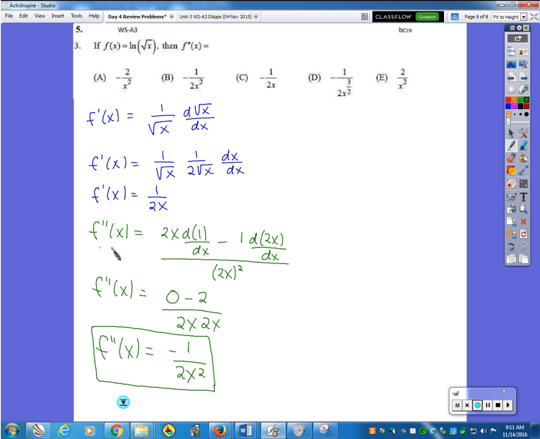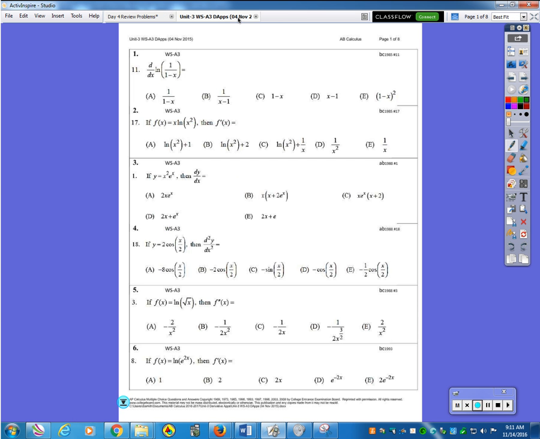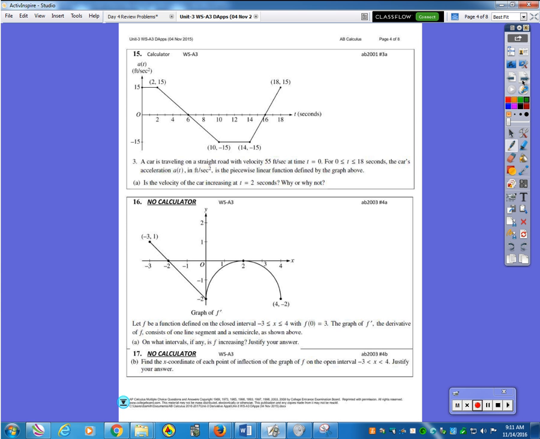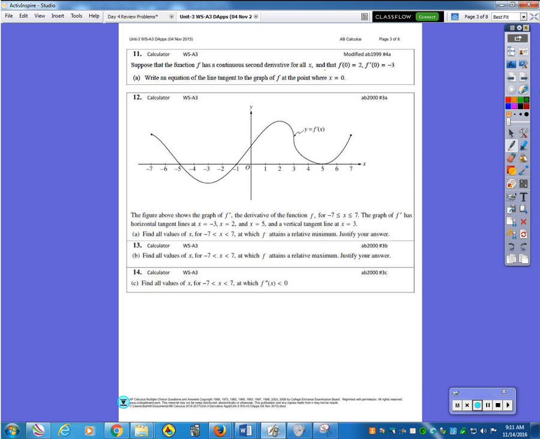Sides of f prime, that's where f double prime is. So, you must have a different question brought with you to class compared to what you got here. We can talk about this together, that's fine.